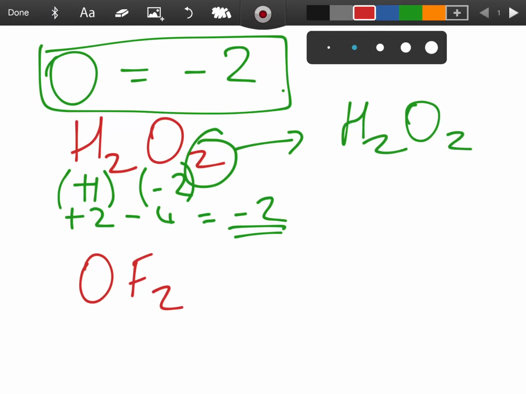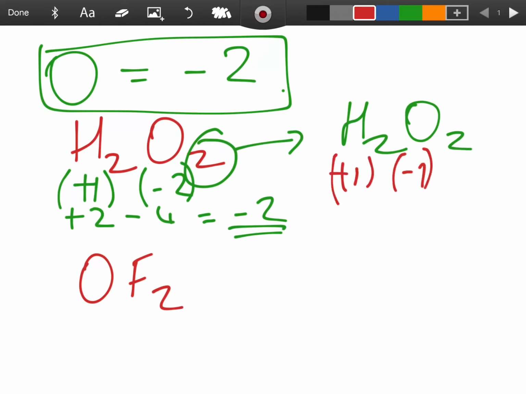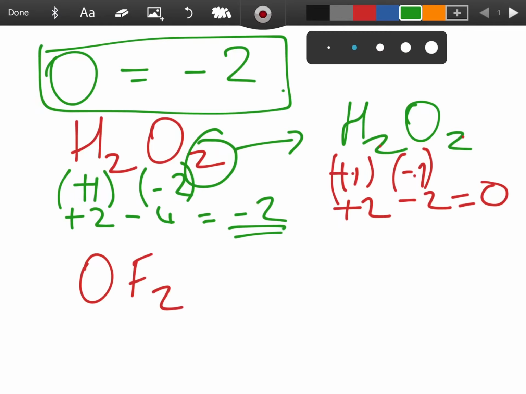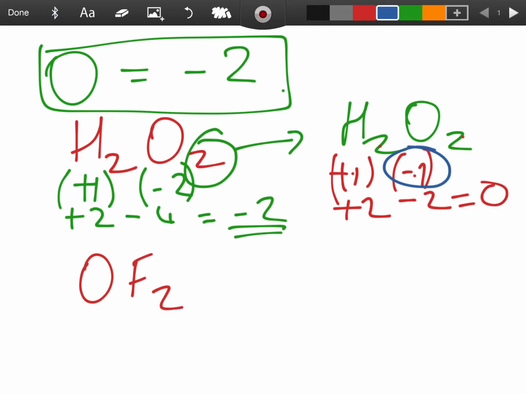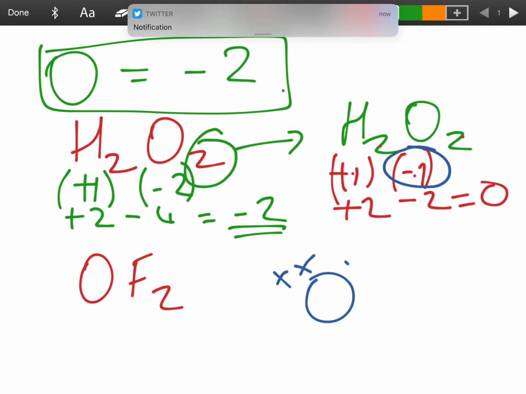That doesn't give me 0, that gives me -2. So because there are 2 oxygen atoms there, then what we have to do is say, again, hydrogen is +1 and the oxygen is -1. So that when we multiply, you have +1 times 2 is +2, -1 times 2 is -2, and they add to give you 0. So watch for hydrogen peroxide, where oxygen has an oxidation number of -1, and the other one is OF2.